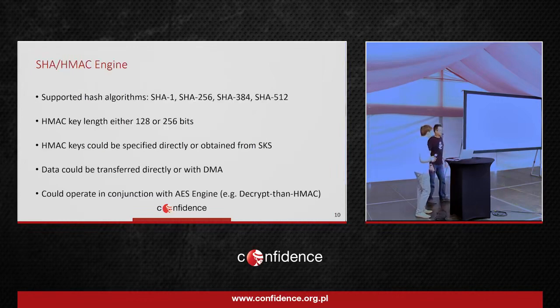The SHA HMAC engine is used for calculating hashes, and HMAC based on SHA family hashes. It has different key lengths for HMAC signature calculation. You can use a key directly or from secure key storage, and you can link the AES engine with the HMAC engine to make encryption with hashing or hashing with decryption in one request very fast.